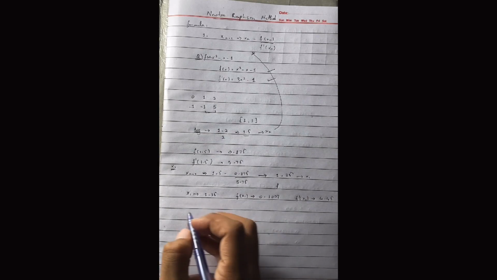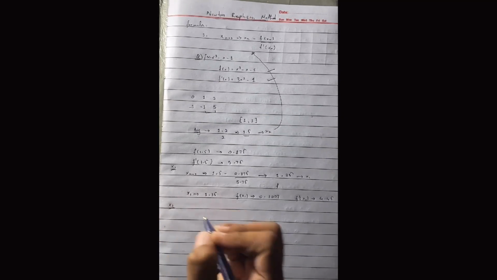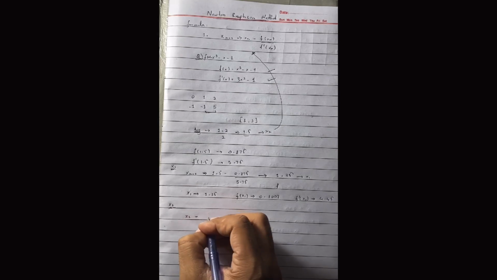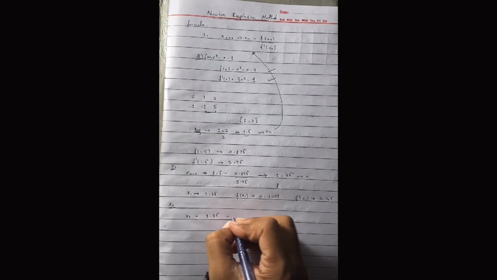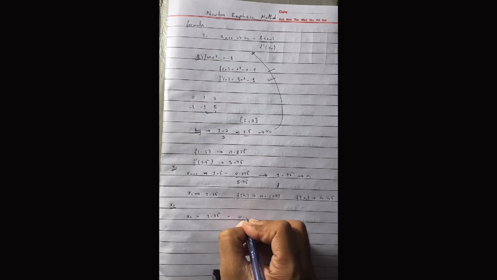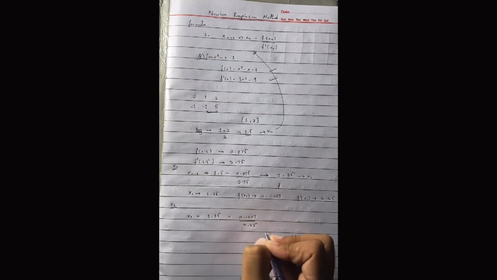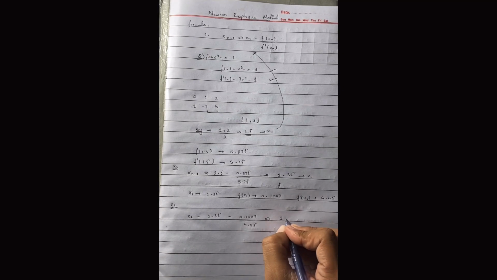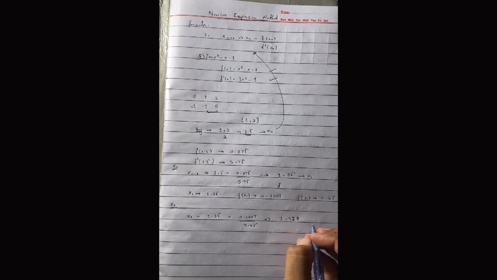Now put this into the formula for x2. Now we will do the working for x2. x2 is equal to 1.35 minus 0.1007 upon 4.45. Now we get our third value, which is 1.3727. This is our x3.